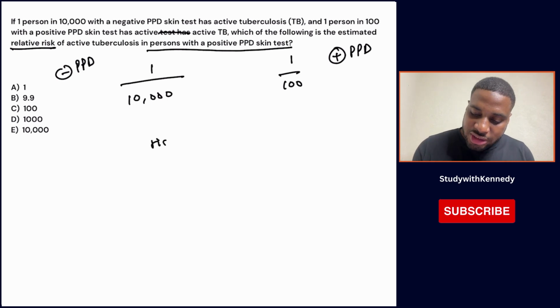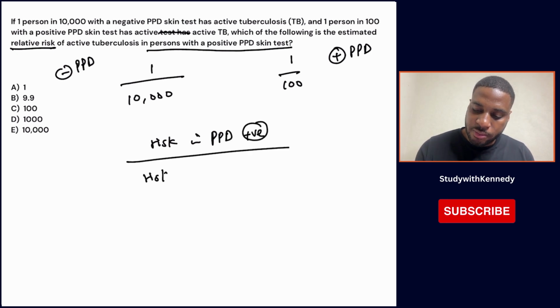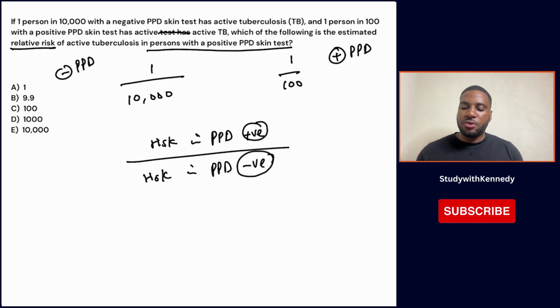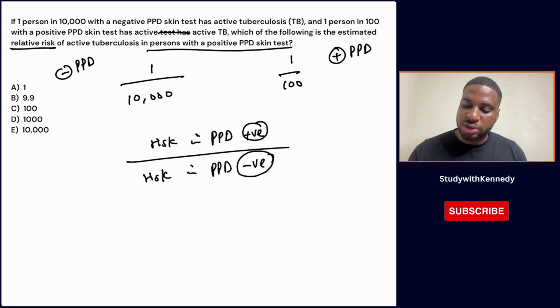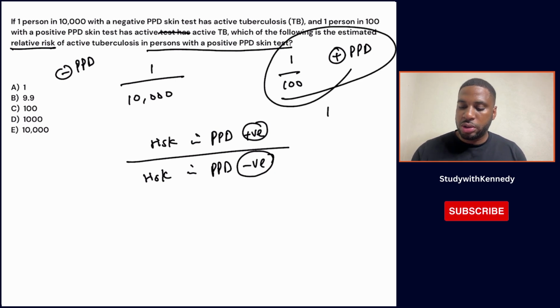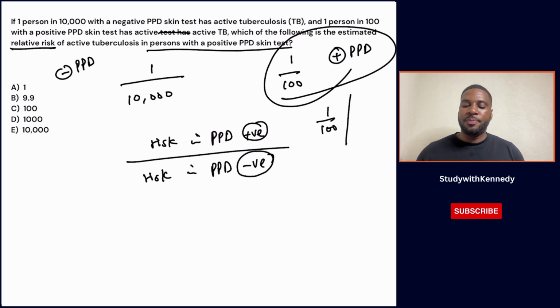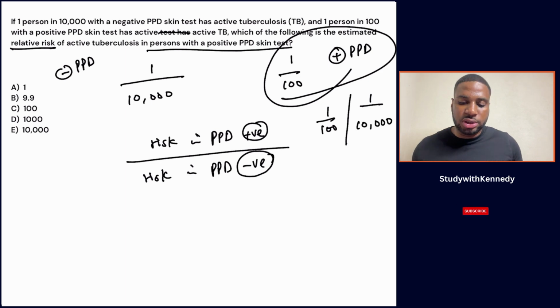So you're going to have the risk in people with positive PPD versus the risk in persons with negative PPD. The risk in positive PPD, they already told us, is 1 in 100, 1 over 100, divided by the risk in negative PPD, which is 1 in 10,000. I hope this makes sense. 1 over the total. They said of all the people with negative PPD, 1 person had TB. So 1 in 10,000. Of all the people with positive PPD, 1 person in 100 had TB.